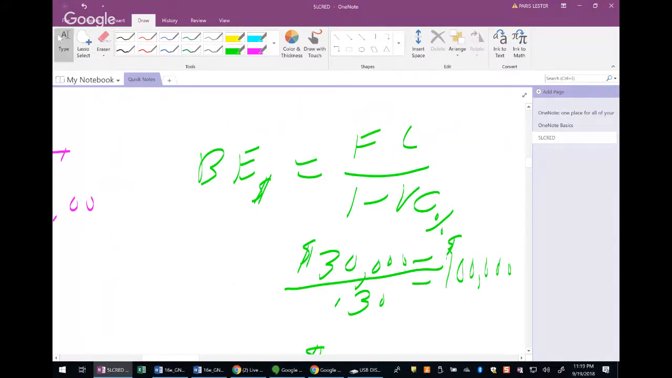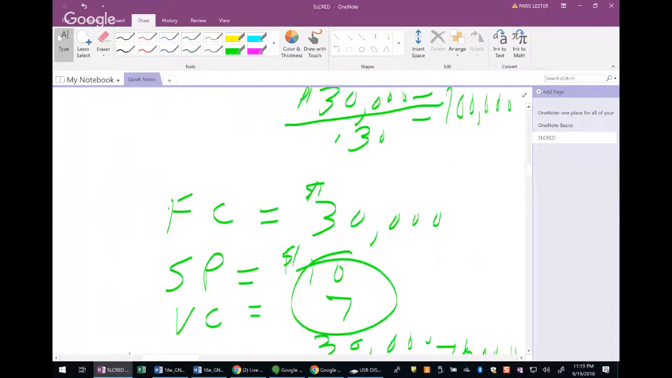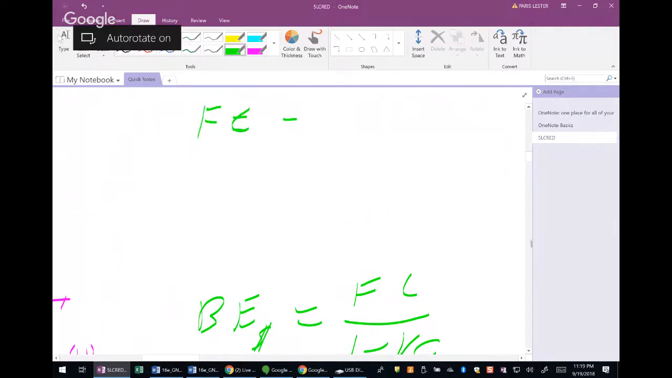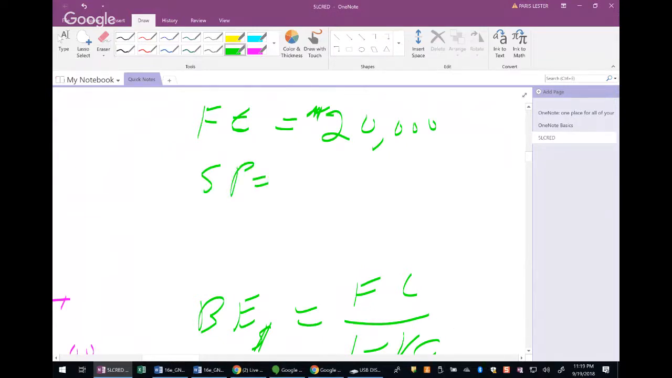So let's try this one real quick. And you can check that out also by putting it in the statement. All right. Let's say your fixed cost is equal to 20,000. Your sales price is $25. And your variable cost is $20. Can you change those to percents?